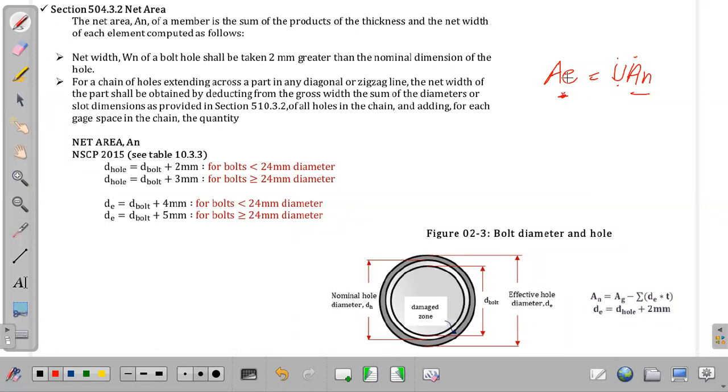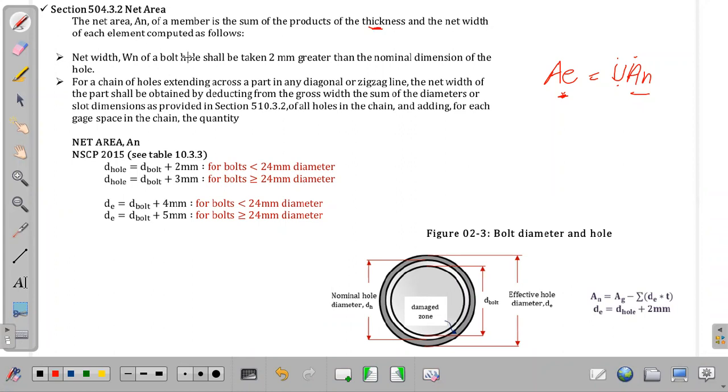So, paano yung pagkuha ng net area? Okay? So, we have here... Wait lang. Natabunan. So, we have here, okay, so the net area AN of a member is the sum of the product of the thickness and the net width of each element.